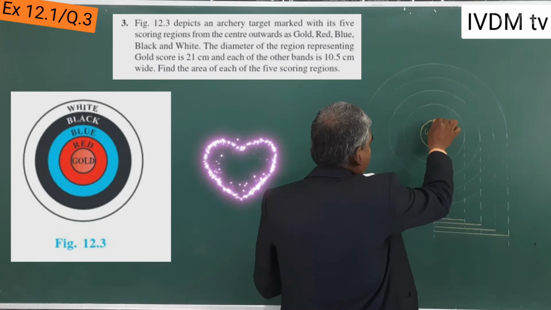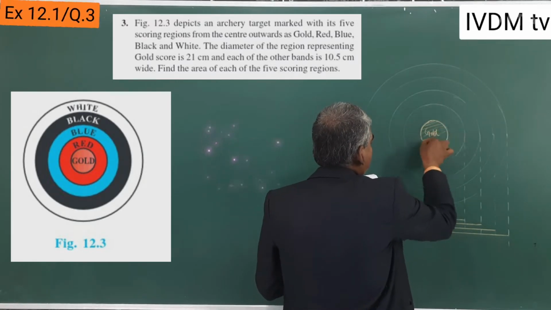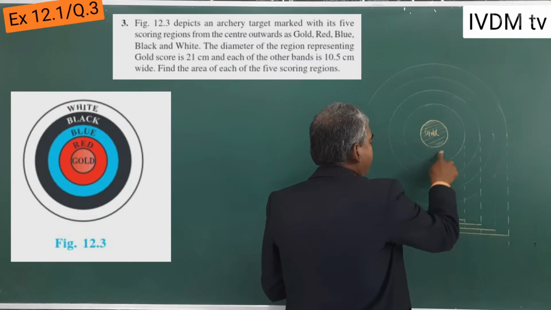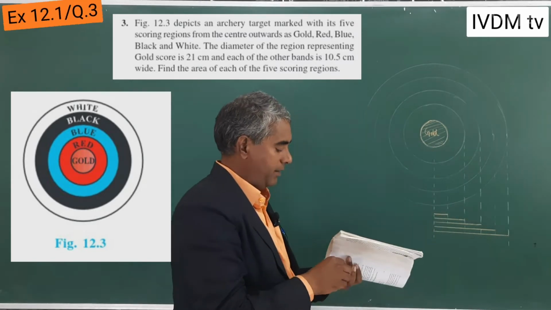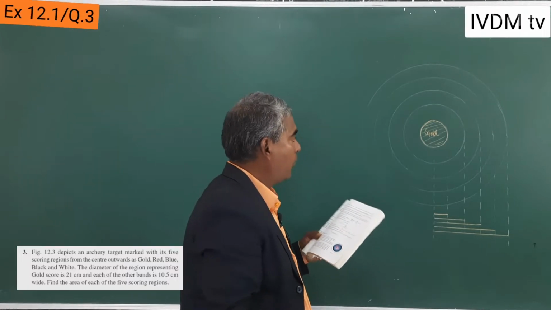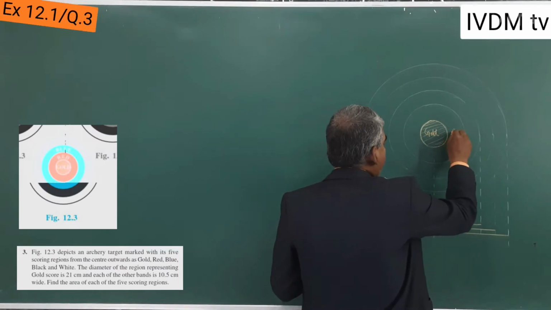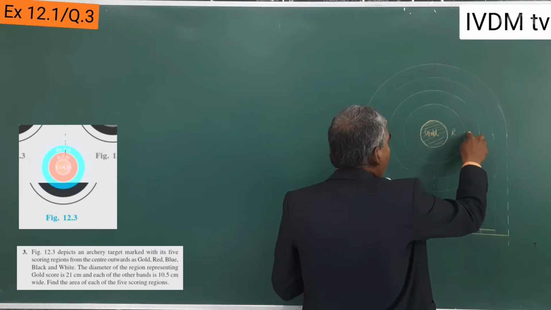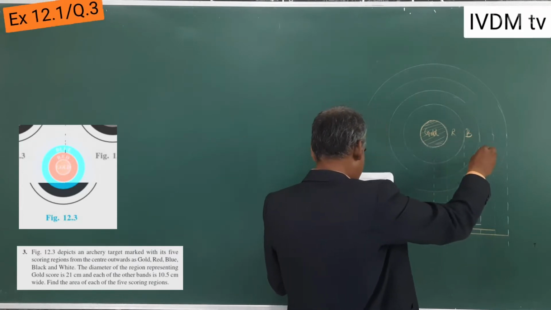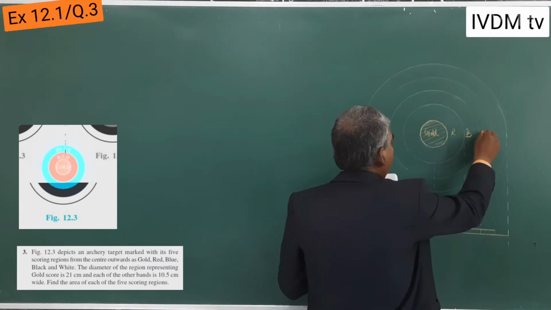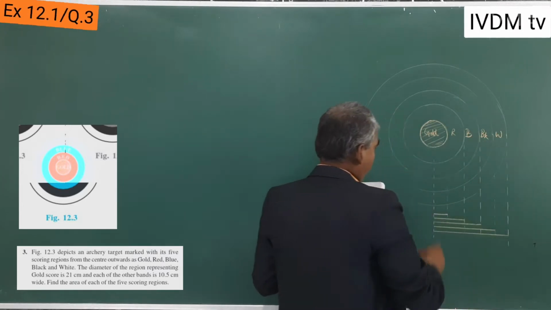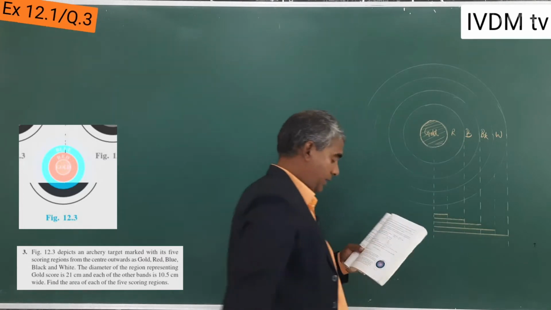Gold means this whole is gold. After that, this color is red, the second color is red, though I don't have color right now. Then this is blue, and after that black, BK, and white. 1, 2, 3, 4, 5 colors are there.